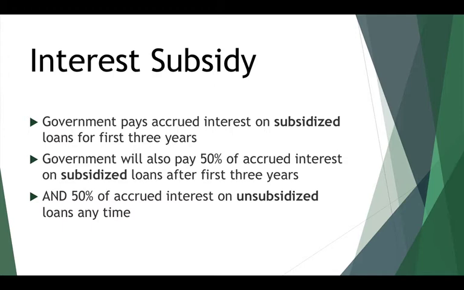The interest subsidy on revised pay-as-you-earn is a little bit more forgiving than the original pay-as-you-earn, though. So if you're in a situation where your monthly payment doesn't cover the interest that's being added each month, the government will pay the accrued interest on subsidized loans for your first 3 years in the program. After 3 years in the program, they'll pay 50% of accrued interest on subsidized loans. And anytime you're in the program, the government will pay 50% of accrued interest on unsubsidized loans. So this is far more borrower-friendly than the original pay-as-you-earn program.